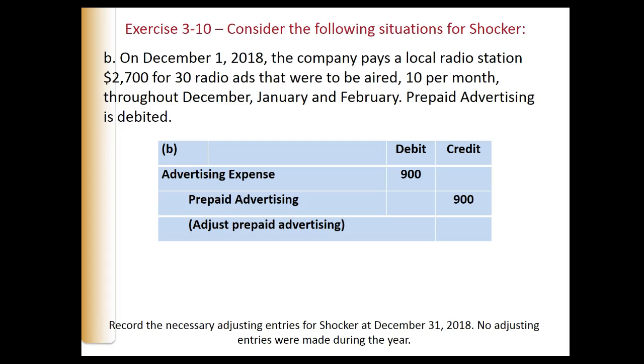We're going to reduce our asset, prepaid advertising. We're going to increase our expense account by debiting it. We're going to reduce our asset by crediting it to adjust our prepaid advertising.